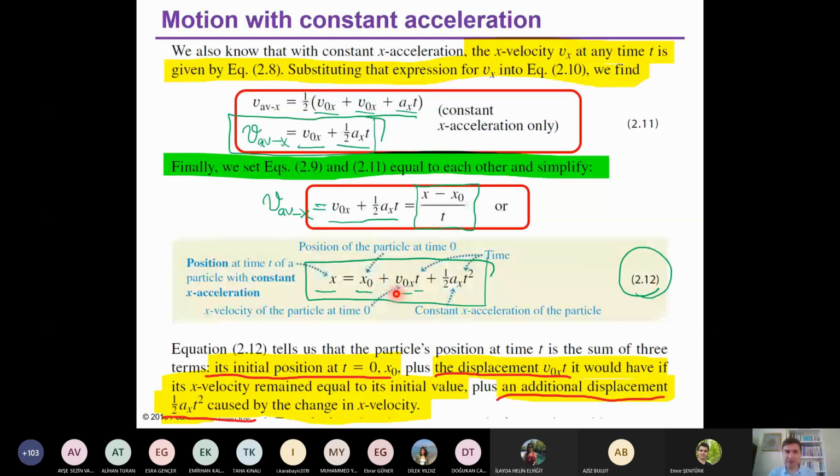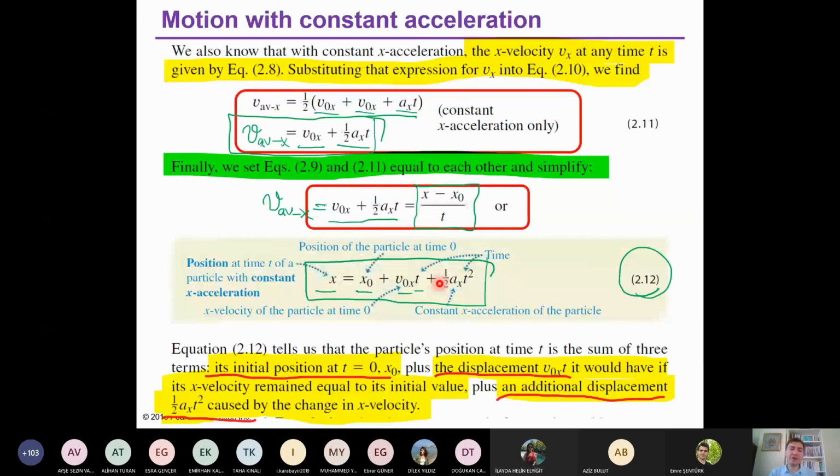This is the initial position. And plus, after a certain time, the car started to accelerate. Then you have acceleration here. So this is an additional displacement caused by the change in x velocity. If you have acceleration, it means that velocity is not constant anymore. So you have an additional displacement due to the constant acceleration or changing velocity.